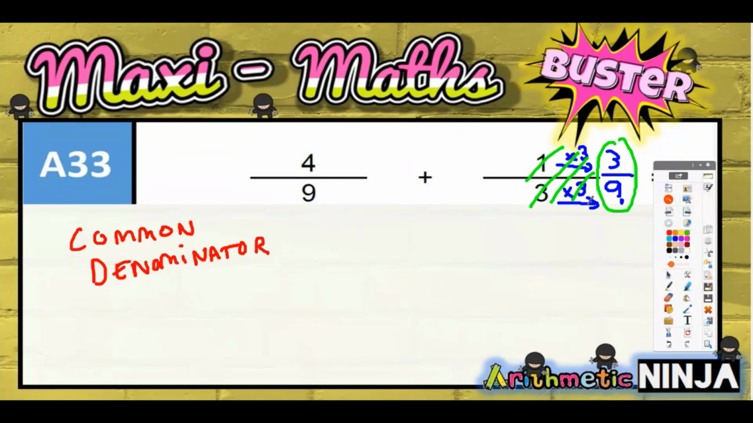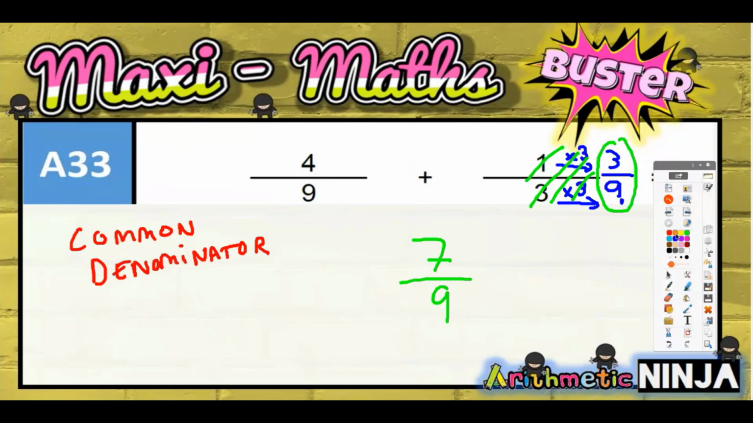So it's 4/9 add 3/9. Well, if you're doing 4/9 add 3/9, where the unit is ninths, it's like saying 4 apples add 3 apples, where the unit is apples. 4 apples add 3 apples would be 7 apples. 4 oranges add 3 oranges, where the unit is oranges, would be 7 oranges. So 4/9 add 3/9, where the unit is ninths, is going to be 7/9. And that's the final answer to this question.